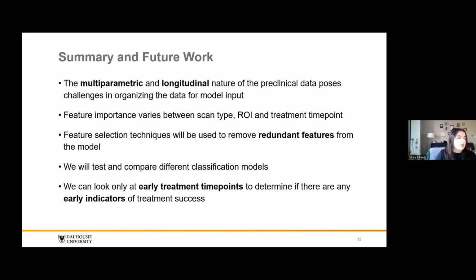There are also some other things we can look at if we want to assess which features might be early identifiers of treatment success. We can look at just early treatment time points in the model, although that does pose a challenge as it does decrease the amount of data that we're working with to test and train the model.